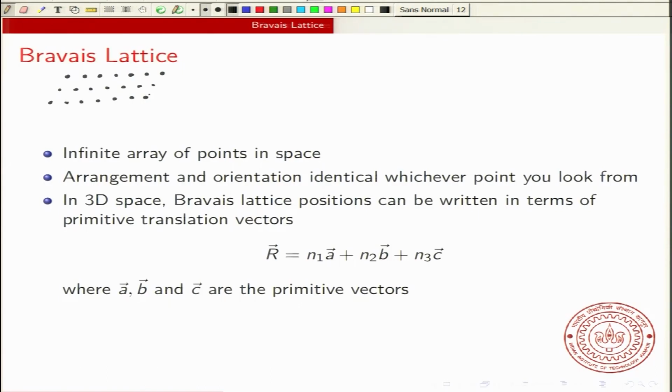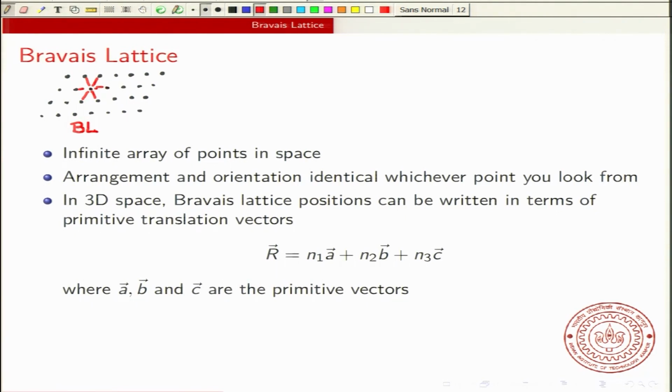This is an ordered arrangement of points, and notice that each point is completely identical. That means, if you sit on any point, you see exactly the same thing. If you sit on this point, you will see it has neighbors in this direction, neighbors in this direction, and some additional neighbors in this direction. And you see the orientation is also identical. So, this is an arrangement of points. This is a Bravais lattice. I will use BL for short, Bravais lattice.